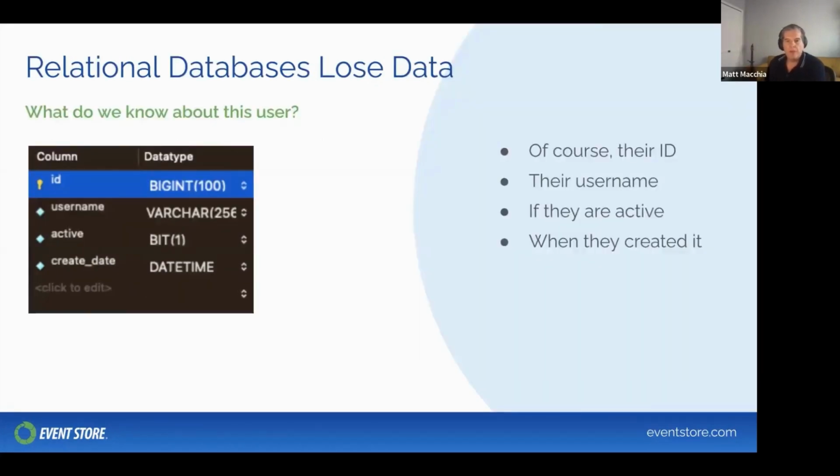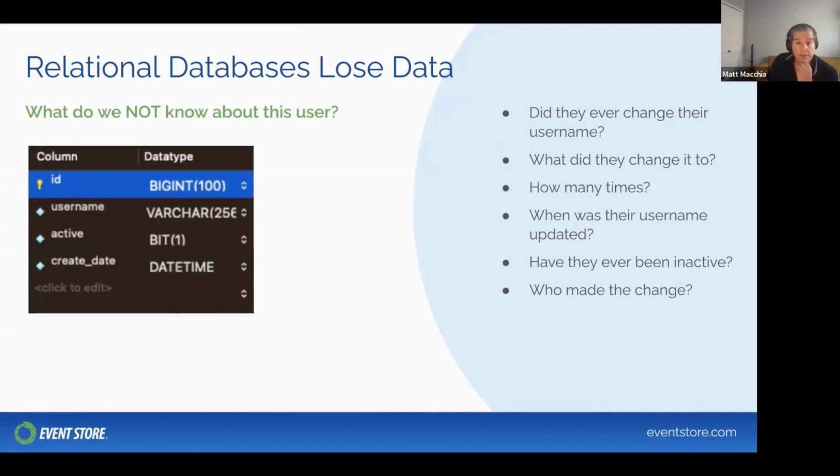So the problem is that we lose that data, right? So what do we know about this user? Right now, we know of course what their ID is. We know their username. We know whether or not they're active, and we know when they created it. But that's all we know about this user, right?